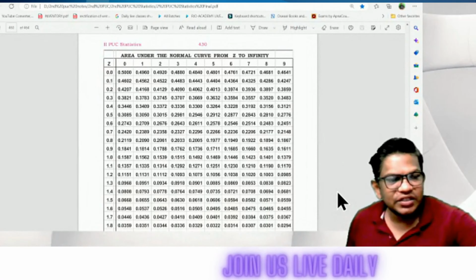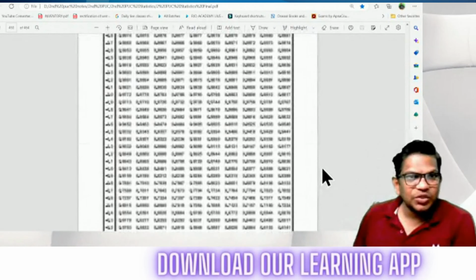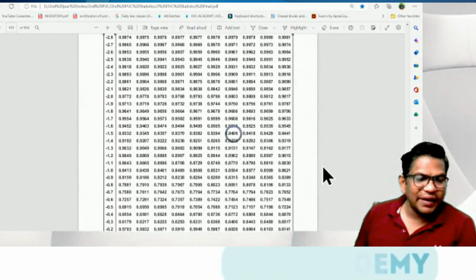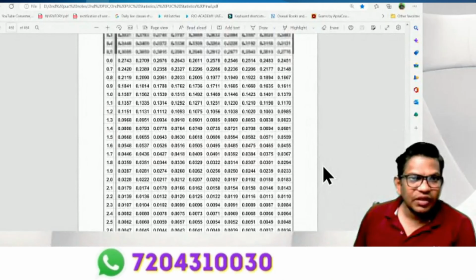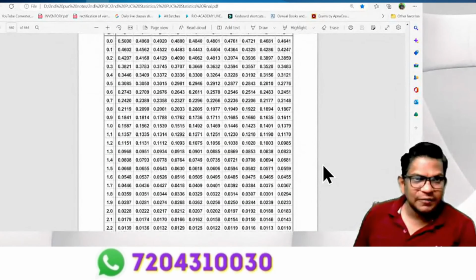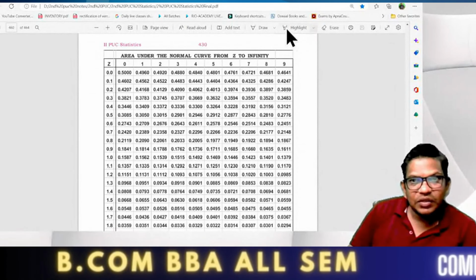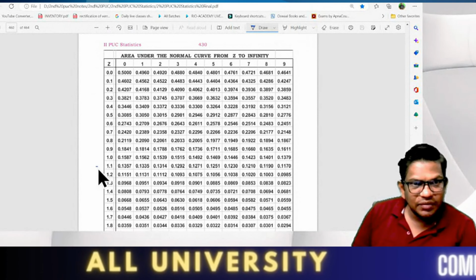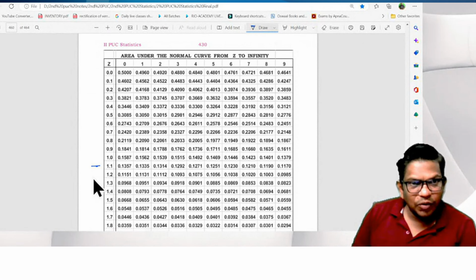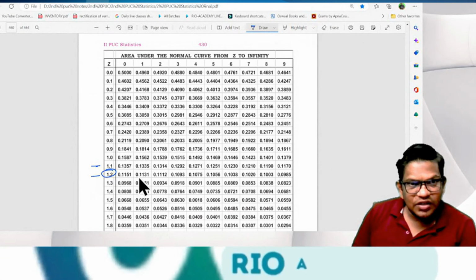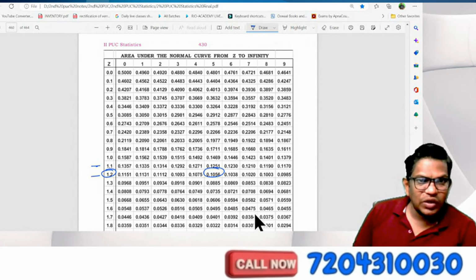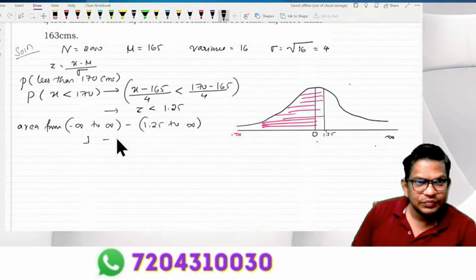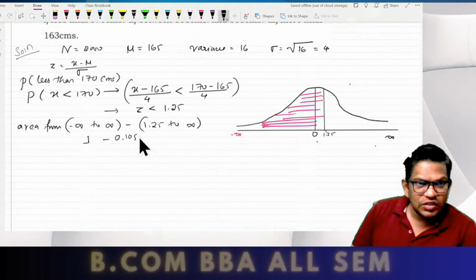Look at this chart. Right? So, bacho, this is the minus side, I mean the negative side, and here we have the positive side. Now 1.25, correct? 1.25 means you can take it from this. Very simple. 1.25, this is the row, and 0, 1, 2, 3, 4, 5. That becomes 0.1056.